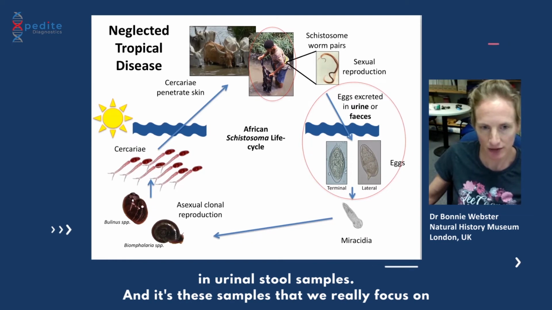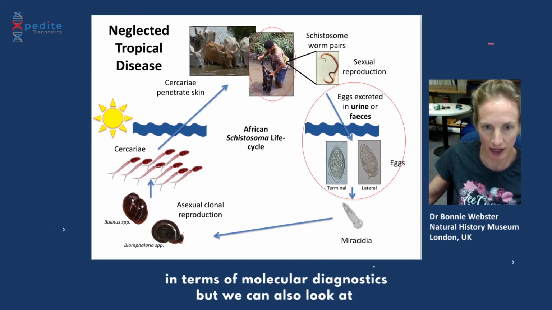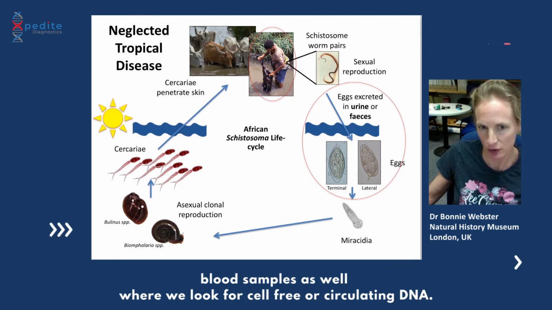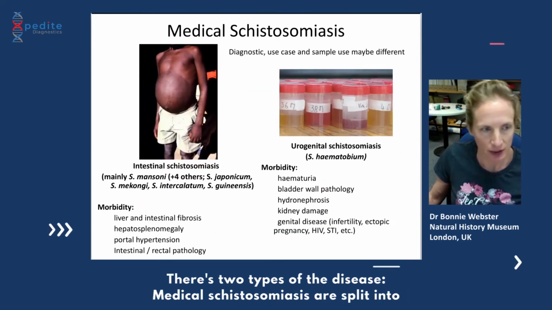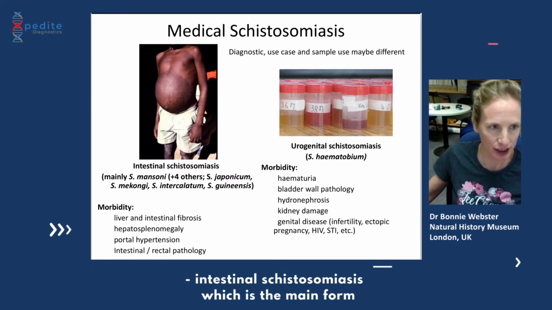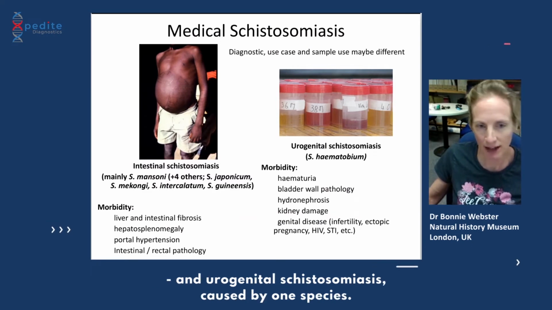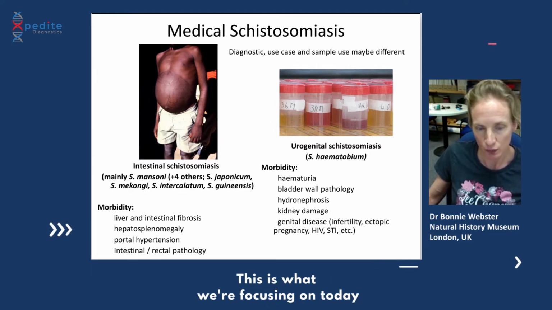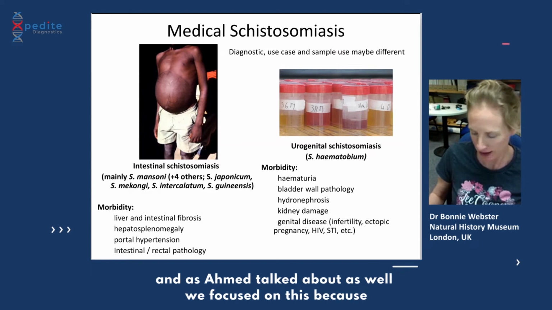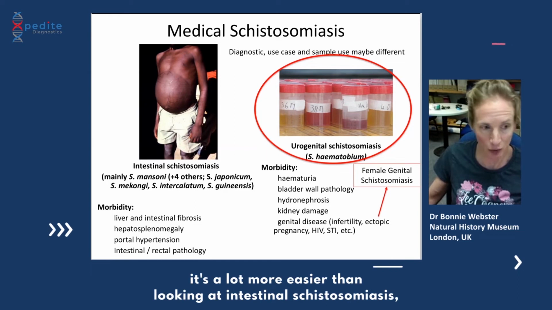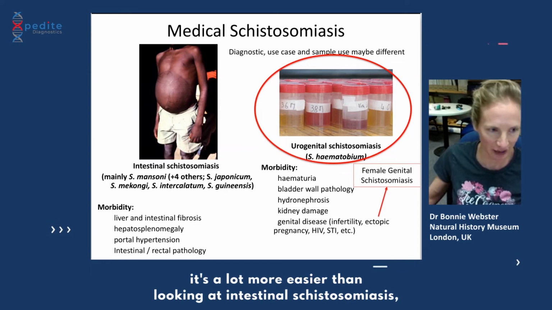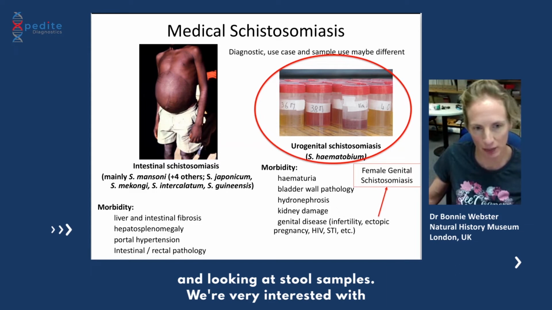It's these samples that we really focus on in terms of molecular diagnostics, but we can also look at blood samples, where we look for cell-free or circulating DNA. There are two types of the disease. Medical schistosomiasis is split into intestinal schistosomiasis, which is the main form, and urogenital schistosomiasis, which is caused by one species. This is what we're focusing on today. And as Ahmed talked about as well, we've focused on this because it's a lot easier than looking at intestinal schistosomiasis and stool samples.